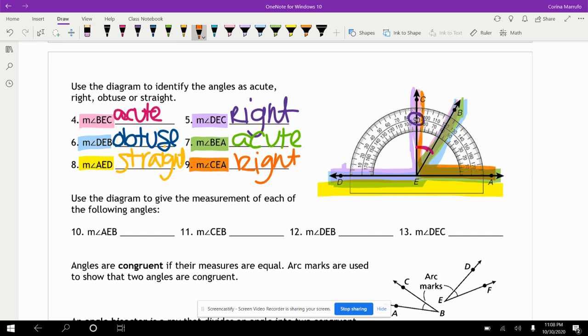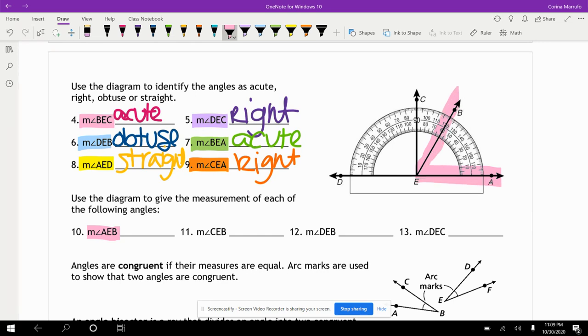Okay, now they're asking us to use a diagram to give the measures of each of the following angles. So now we're going to give an actual angle measure. We're not going to say what type it is, we're going to give an angle measure. I'm going to go ahead and erase this so we don't get all confused. It did get a little messy. So we have AEB, from A to E to B, let's take a look.